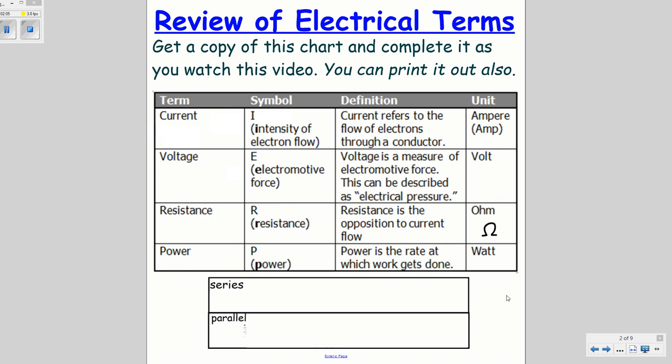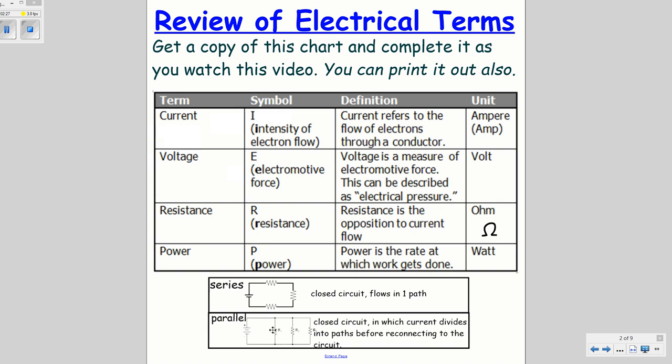So we're going to be looking at two types of circuits as we do this entire unit. The first type of circuit is series. A series circuit will look like this, where it's a closed circuit and the current flows in one path and then comes back. So they're all in one line. For a parallel circuit, it's closed, but the current is divided into paths, with equal current through their resistance, and then it comes back at the end. We'll be looking at series and parallel later on.